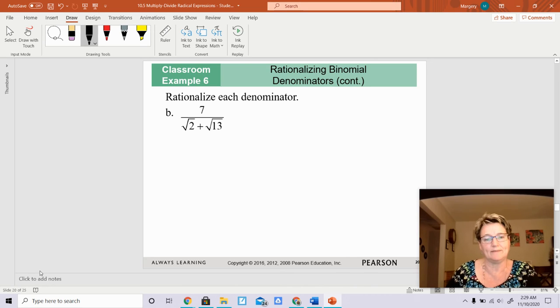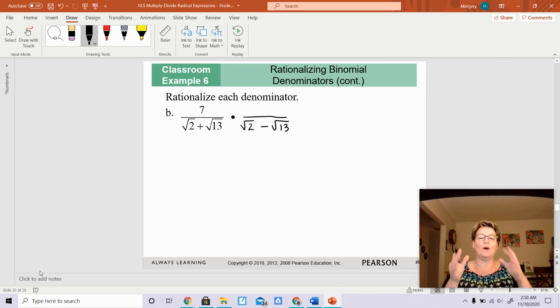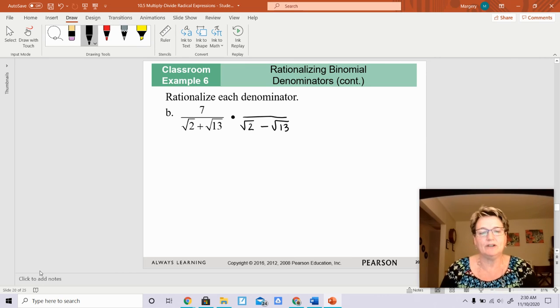Let's try another one. Remember, when you're rationalizing the denominator, you're just copying this in the denominator. If this sign is positive, you make it negative. So this is going to be the square root of 2 minus the square root of 13. You want to do that so that it gets rid of the middle term. Now, whatever you do to the bottom, you must do to the top.